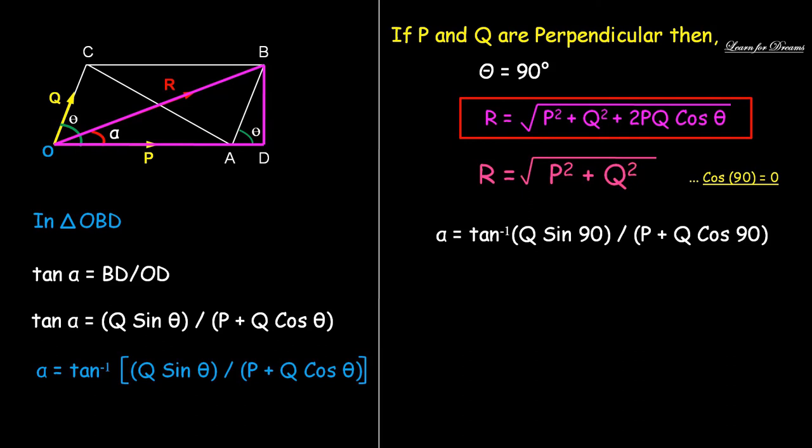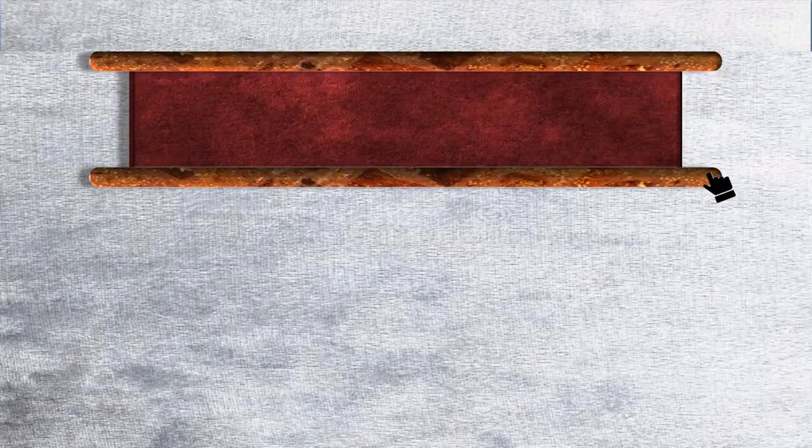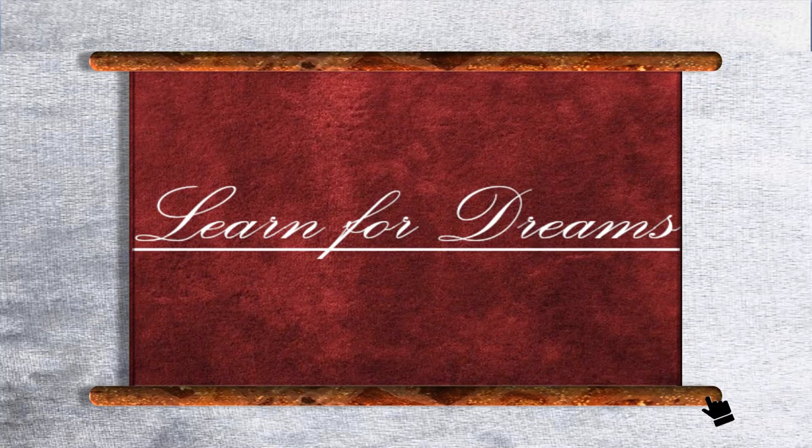Clear? Now the equation for alpha is tan inverse of Q sin 90 divided by P plus Q cos 90, as sin 90 is equal to 1 and cos 90 is equal to 0. We get alpha is equal to tan inverse of Q divided by P. So this was one of the methods, that is the law of parallelogram, used to calculate the resultant of two concurrent forces.